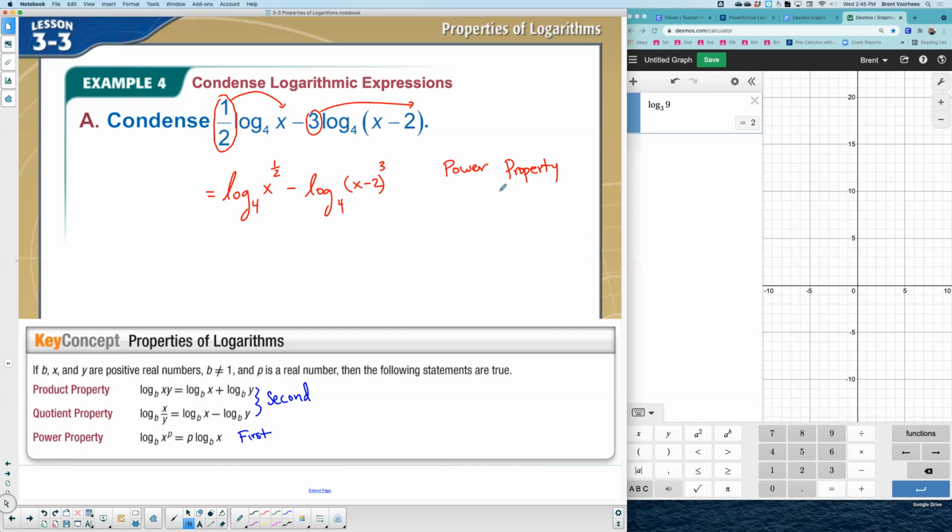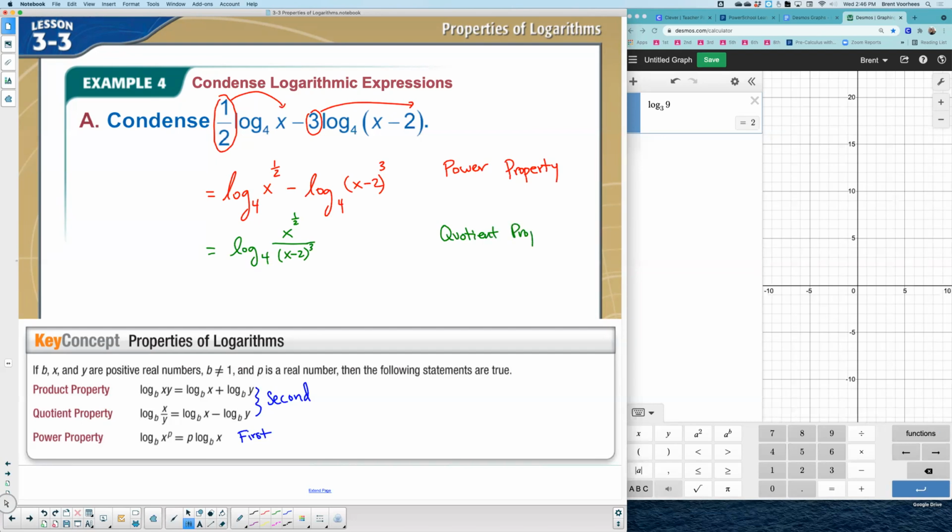Now we'd ask ourselves, these two logarithms are subtracting. Two logs subtracting is equivalent to one log dividing. So this will be equal to one log dividing: log base 4. The numerator is the positive log, which is x to the 1/2. The denominator is the negative log, (x minus 2) cubed. That right there was the, what do we call that, quotient property?